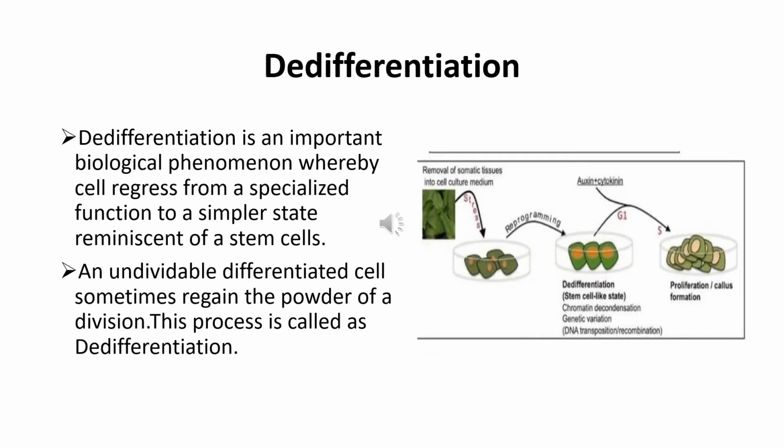What is dedifferentiation? Dedifferentiation is an important biological phenomenon whereby a cell regresses from a specialized function to a simpler state reminiscent of a stem cell. An undividable differentiated cell sometimes regains the power of division. This process is called dedifferentiation, as you can see in the diagram.